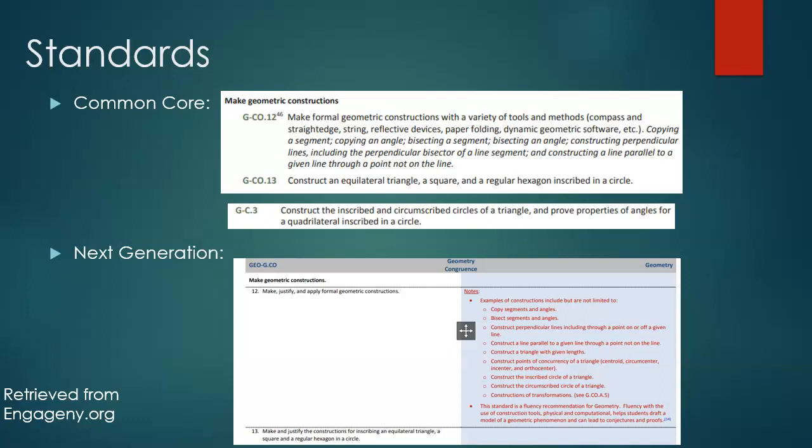While the Next Generation standards state that students should make, justify, and apply formal geometric constructions, and students should make and justify the constructions for inscribing an equilateral triangle, a square, and a regular hexagon in a circle. As you can see, there has not been much of a change from the Common Core standards to the Next Generation standards. Both sets of standards can be retrieved from engagenewyork.org.